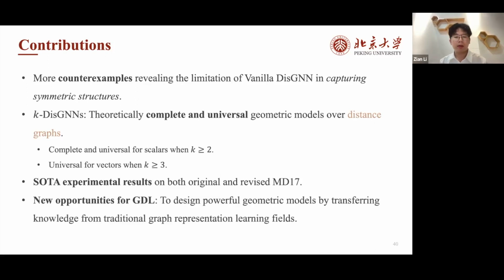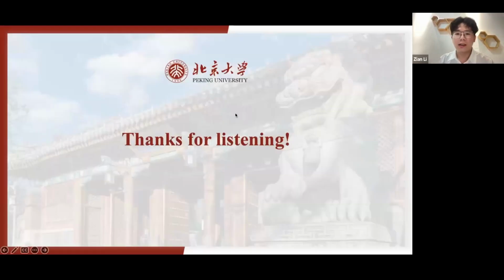And finally, we created new opportunities for geometric deep learning, which is that we can design powerful geometric models by transferring knowledge from traditional graph representation learning fields. And here, by traditional, we mean there is no 3D information, no node coordinates or distances and so on. They process topological graphs. And that's all for today's presentation, and feel free to ask questions.